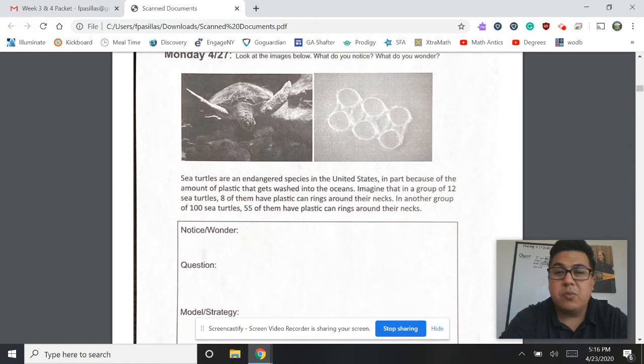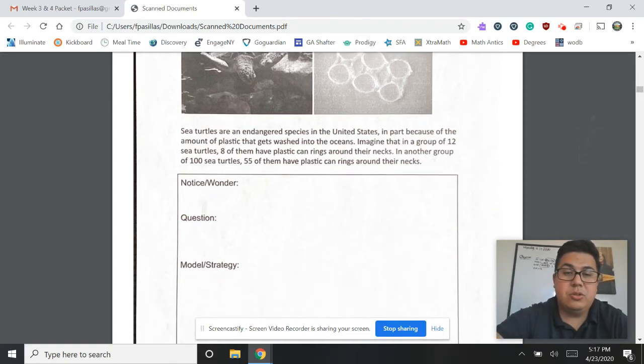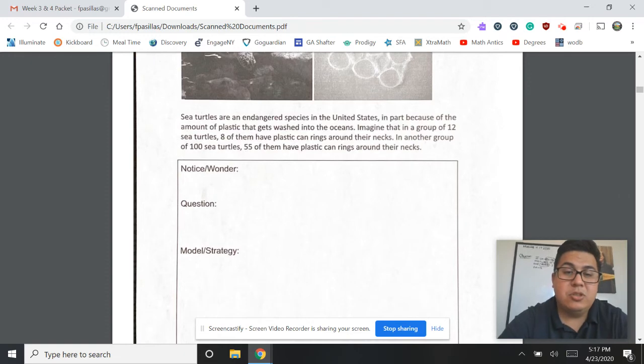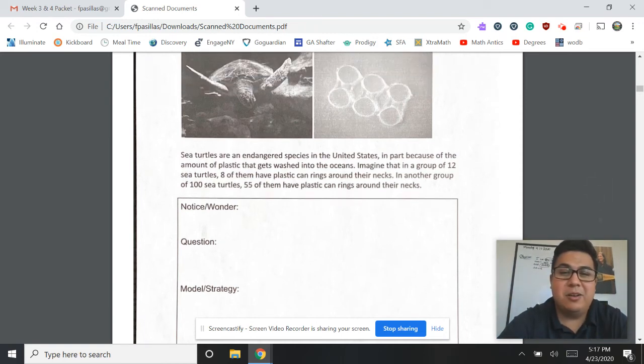Sometimes our notice and wonders are different from our peers. We're thinking like mathematicians, so we're thinking about how we can solve this problem using math, and we're going to write down a question. Now, our questions could look different from our peers' questions because it's how we perceive the problem. However, what's important is I want you to, whatever question you get, show me with a model or strategy solving that problem. And then you'll post this video on Flipgrid explaining how you solve your problem.